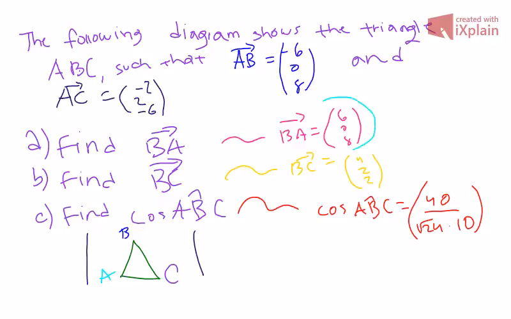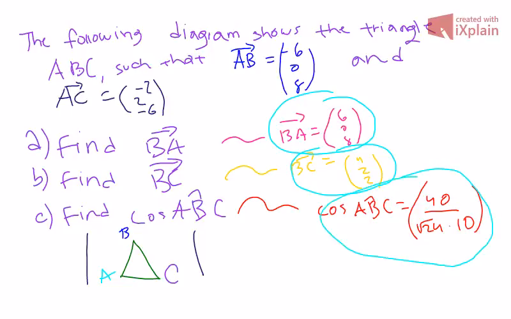Vector BA equals 6, 0, 8. Vector BC equals 4, 2, 2. And finally, the cosine of ABC is equal to 40 over the square root of 24 times 10.